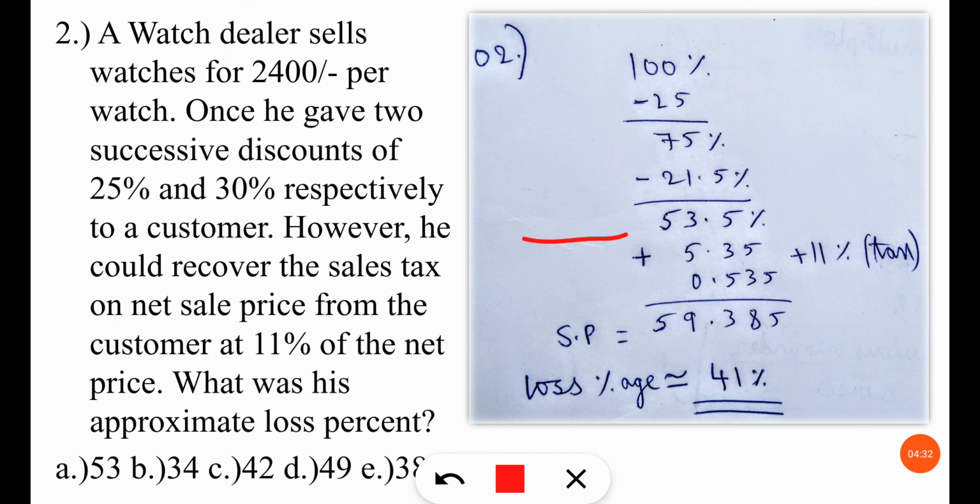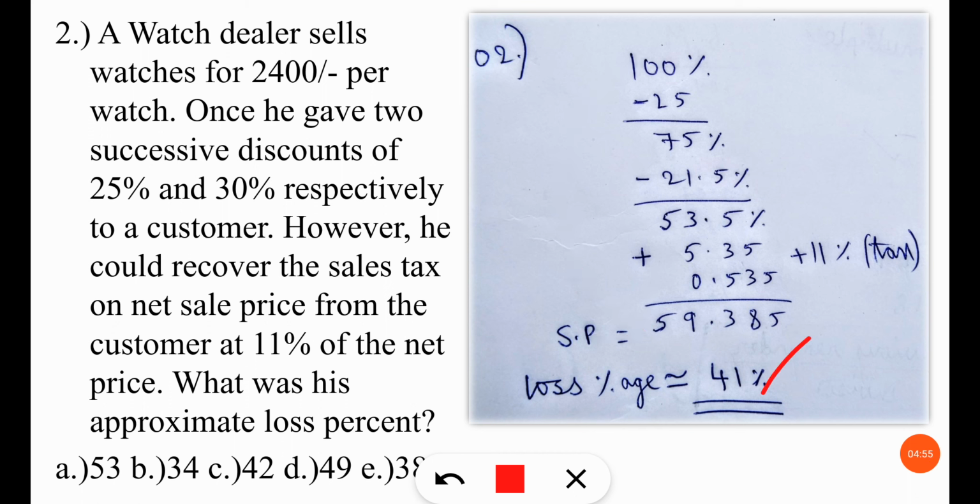Now to this 53.5%, he added 11% of sales tax. 10% of 53.5 means 5.35. Again 1% means 0.535. On adding all this, we get 59.385% as the selling price. Now what is the loss percentage? 100 minus 59.385 is approximately equal to 41%.